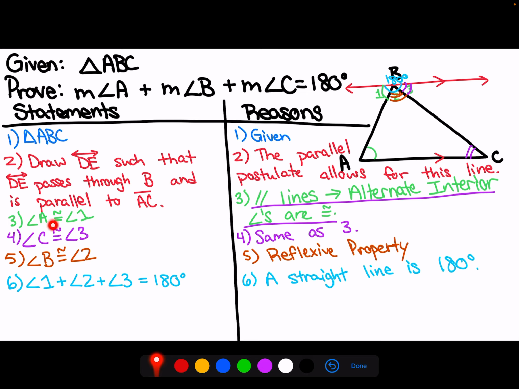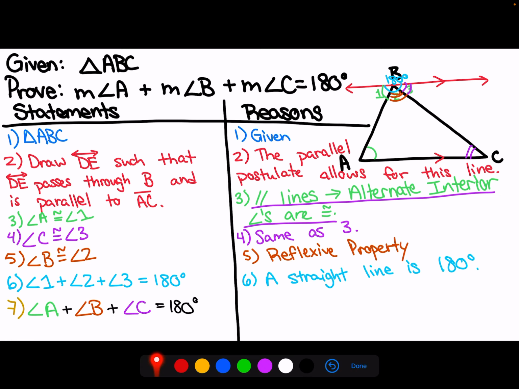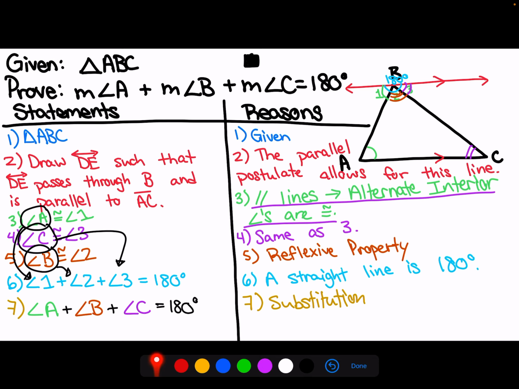Well, let's see. Angle A is equal to angle 1. They're the same. Angle C is the same as angle 3, and angle B is the same as angle 2. So I can now say that angle A plus angle B plus angle C equals 180 degrees. And all I did was I plugged in angle A for angle 1, or another word for plugging in is substitution. So I used the substitution property. And with that, this proof is now finished. So now we know anytime that we have a triangle, there's only 180 degrees in it. And this is the proof that allows us to say that.